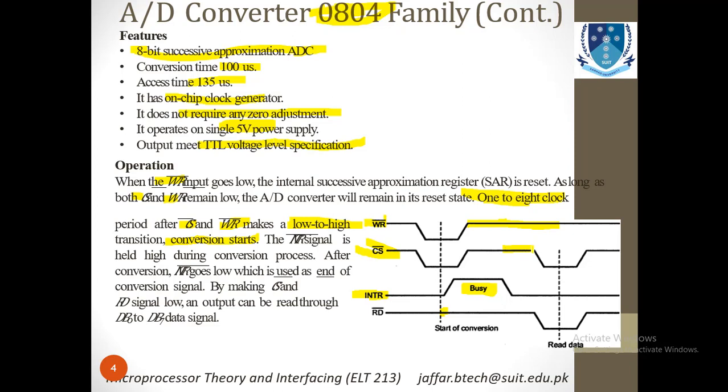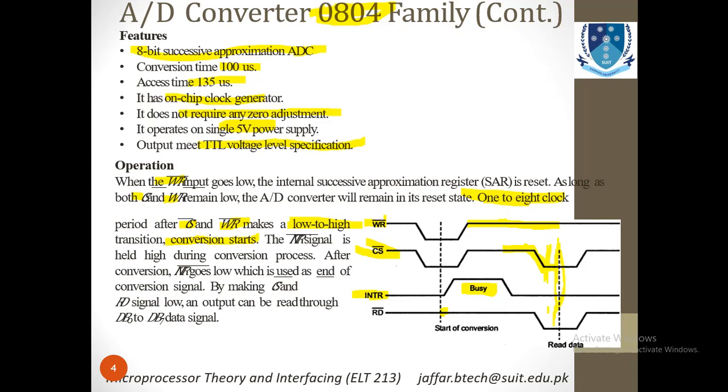But for how long? Until this CS goes low, and after that 1/8 of the total time period, again 1 to 8 of the clock time, the conversion process will take place over here. And at that time, after 1 to 8 clock, this conversion will be stopped, and after that you can use your interrupt pin.